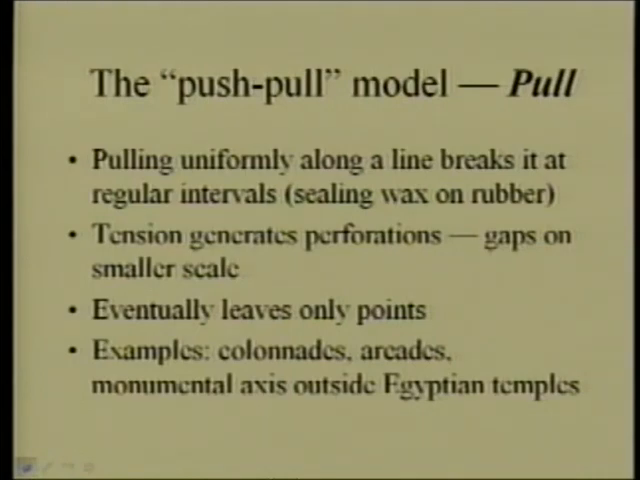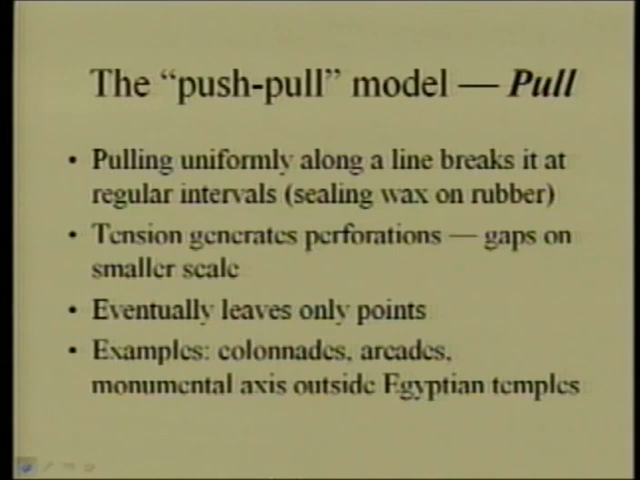Now, here is the physical model I promised, the push-pull model, where I have a plastic or elastic material I'm going to push or pull uniformly. The best way to imagine that is to say you have a rubber band or a rubber sheet, and you put sealing wax on it. When you pull both sides of the rubber sheet, the whole thing pulls uniformly. The sealing wax, of course, is neither plastic nor elastic, and it will break. The tension will create perforations. It will create gaps on the smaller scale.